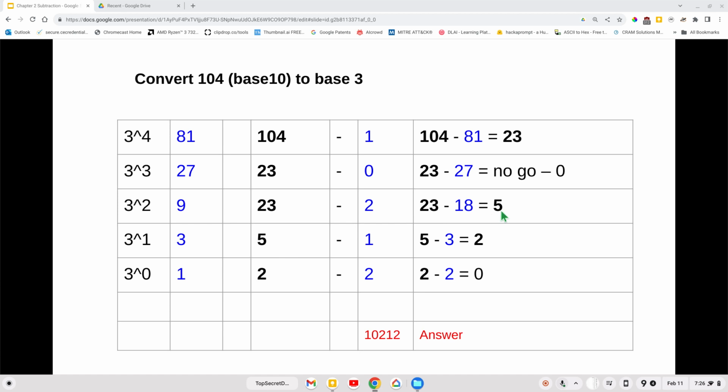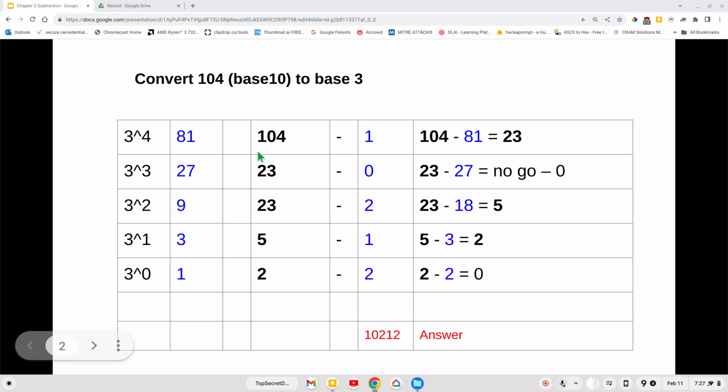Then 5. How many times does 3 go into 5 at the 1 power? 3 goes into 5 one time. So I put my 1 here. 5 minus 3 equals 2. So then I bring the 2 down here. 3 to the 0 is 1. How many times does 1 go into 2? It goes into 2 two times. 2 minus 2 equals 0. So then the answer, you start up top and work your way down: 1, 0, 2, 1, 2.